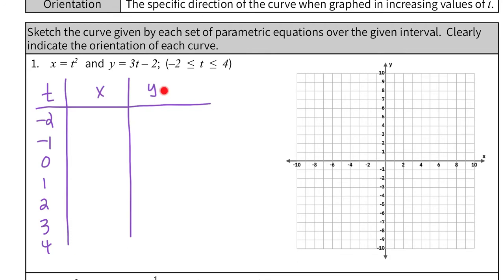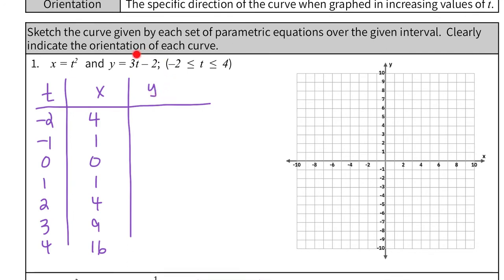For x and y, we're going to use the equations that they gave us. Starting with x, I'm doing t squared. So if I get negative 2 and square that, that becomes positive 4. Negative 1 squared is positive 1. 0 squared is 0. 1 squared is 1. 2 squared is 4. 3 squared is 9. 4 squared is 16. So that one was kind of easy, just t squared.